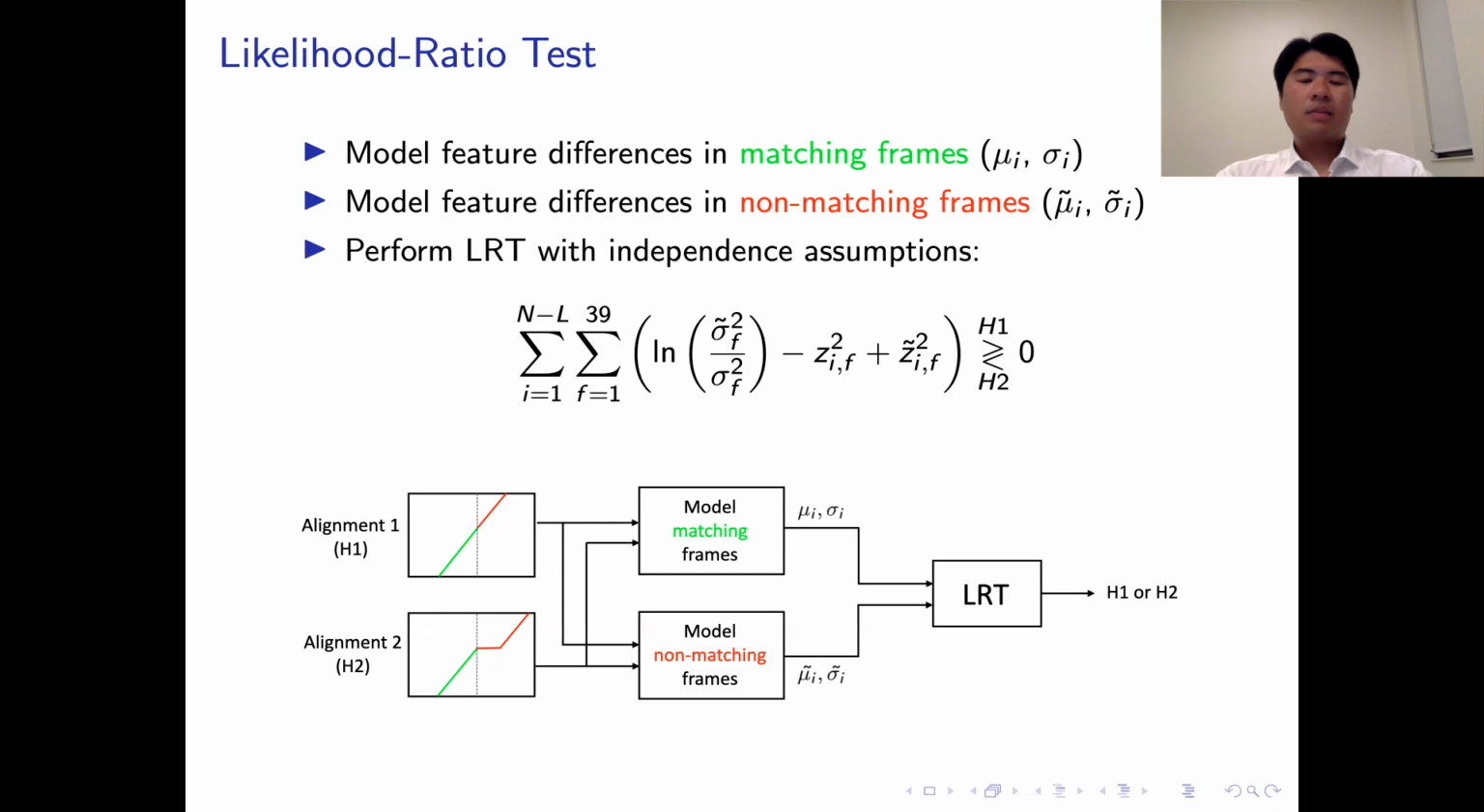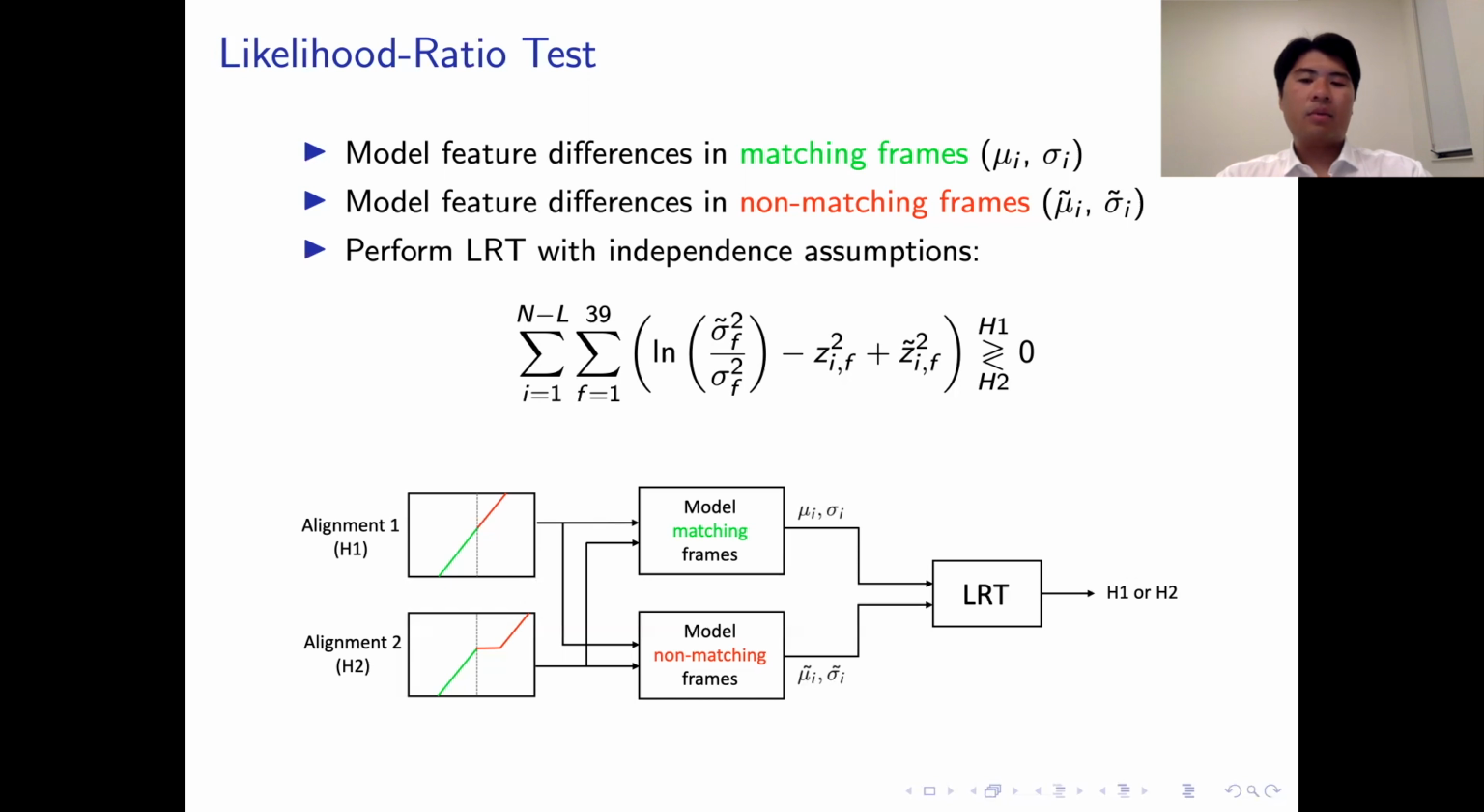The third step is to perform a likelihood ratio test between two hypotheses. The idea is to treat each alignment path as a hypothesis and then to determine which hypothesis has a higher likelihood based on the observed features. First, we identify the elements in the two alignment paths that are in agreement.